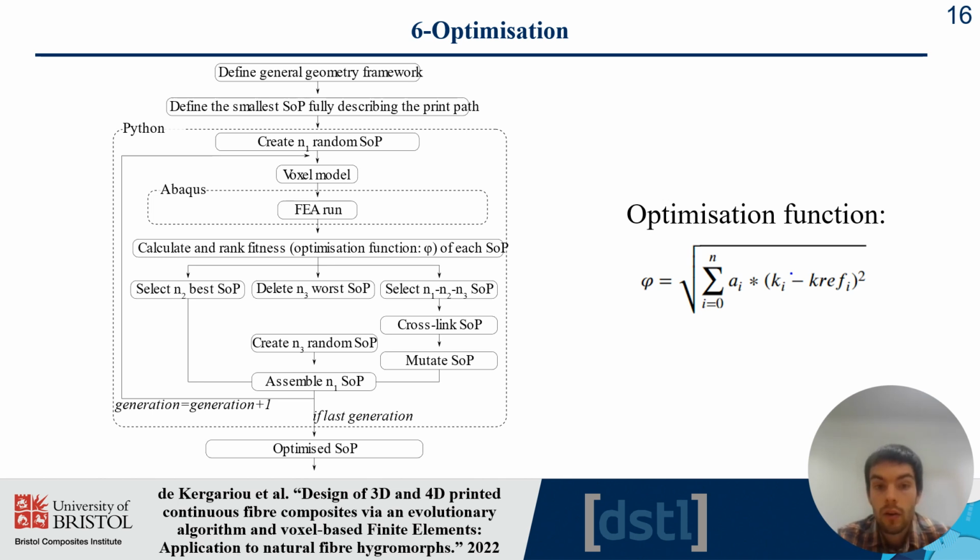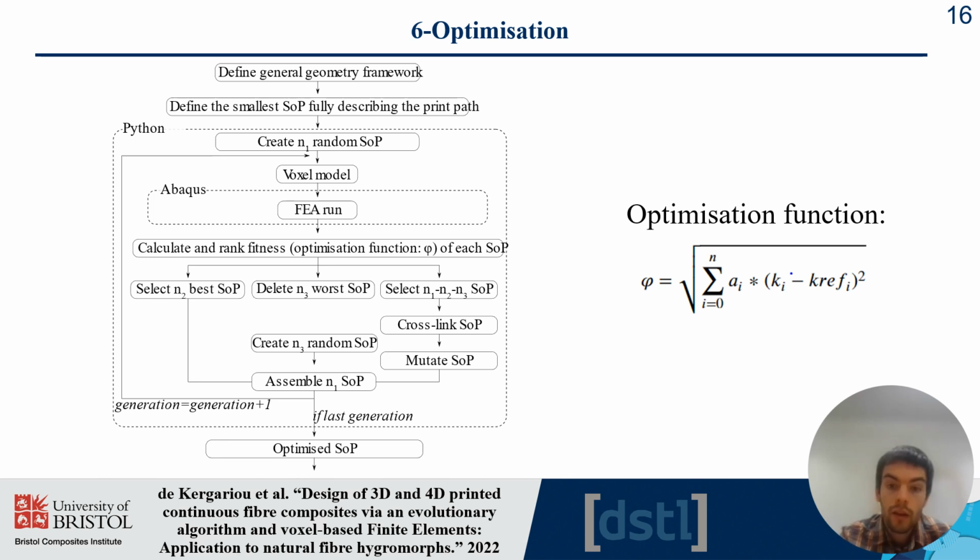Then we defined the SOPs, the sets of parameters, where SOP stands for set of parameters, which fully describe the printing path. And then we create N1 random SOPs. So basically it's a set of different SOPs which are going to be used in the optimization of the structures. We run the model for every single one of these SOPs and we calculate the optimization function for each of them. This optimization function, called phi, is shown on the right side of the screen.